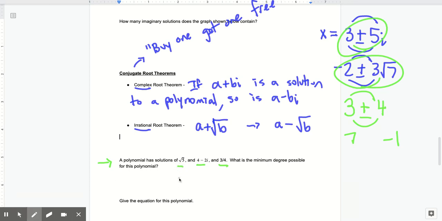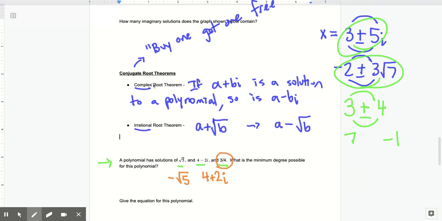So if square root 5 is a solution, negative square root of 5 is also a solution even if they didn't specify that in the problem. If 4 minus 2i is a solution, well, 4 plus 2i must also be an answer, even if they didn't tell us. That's what these theorems right here say. They come in pairs.